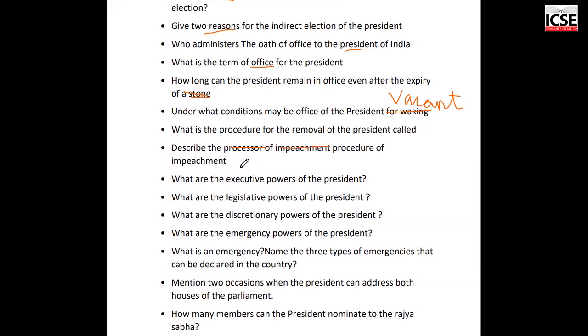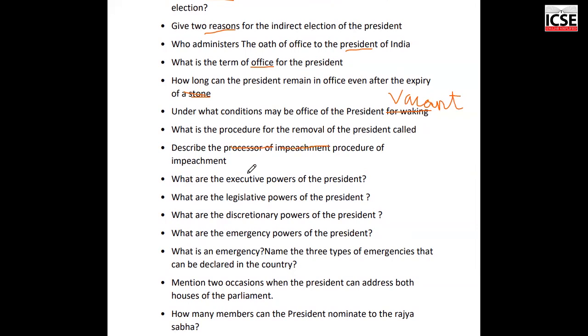Describe the procedure of impeachment. There's a proper procedure. Remember, the resolution to impeach the president can be raised in either house. The House will investigate the charge. If it is passed by 2/3 majority, it goes on to the other house. The other house then will check the charges.